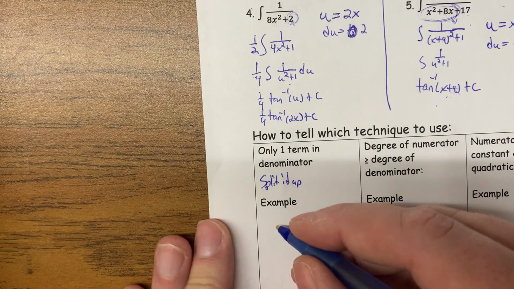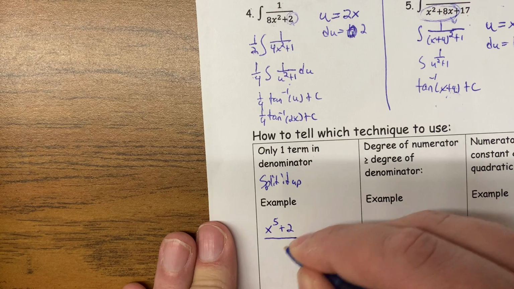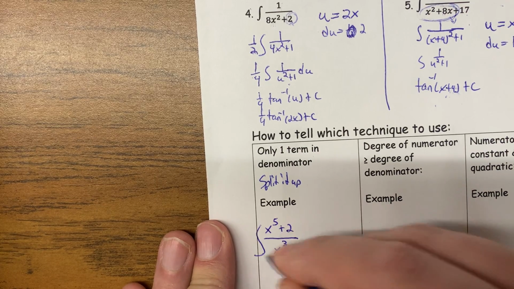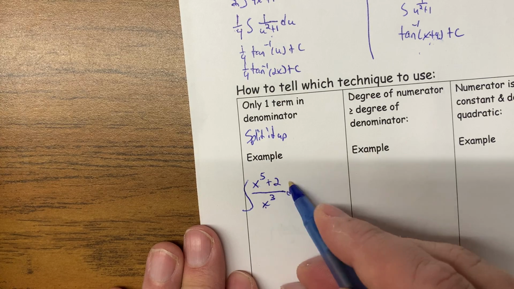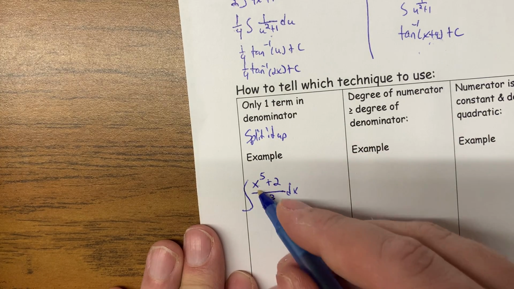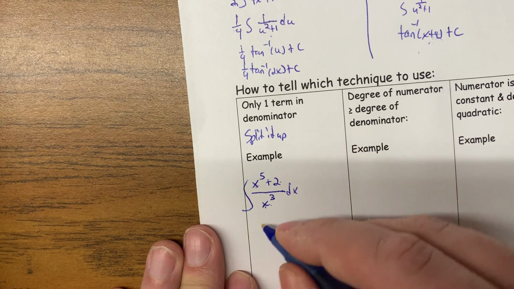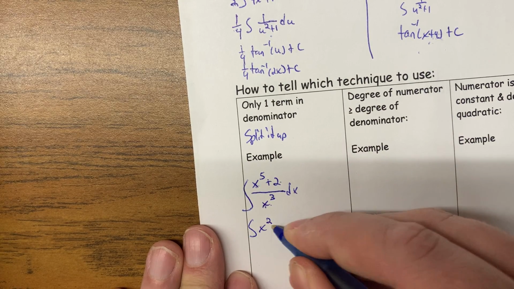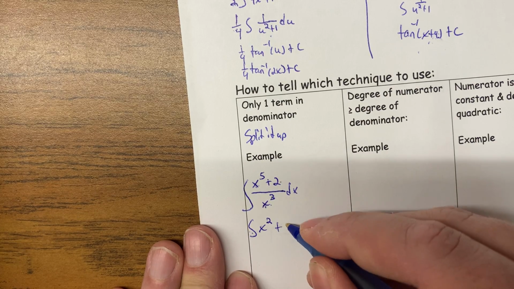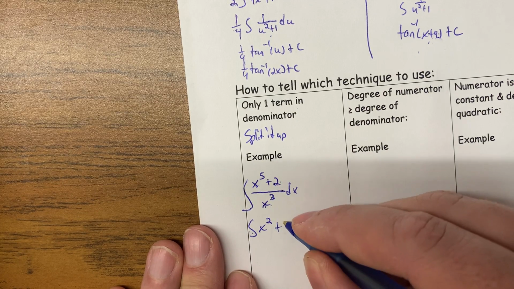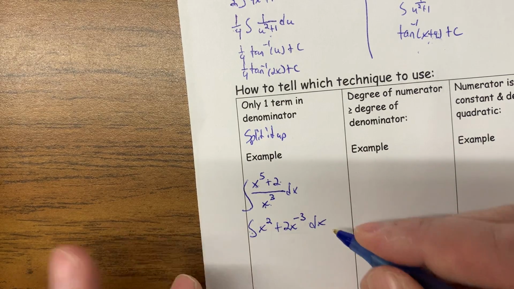An example would be x to the 5th plus 2 over x cubed. If we want to do this integral, there's only one thing in the denominator. And there could even be more things in the numerator. When we split it up, x to the 5th divided by x cubed is x squared. We haven't done the integral yet, so this integral symbol should still be here. We're just rewriting it. Plus 2 over x cubed, I'm going to write this as 2x to the negative 3 power, because I know I'm going to have to do power rule on this in a second.